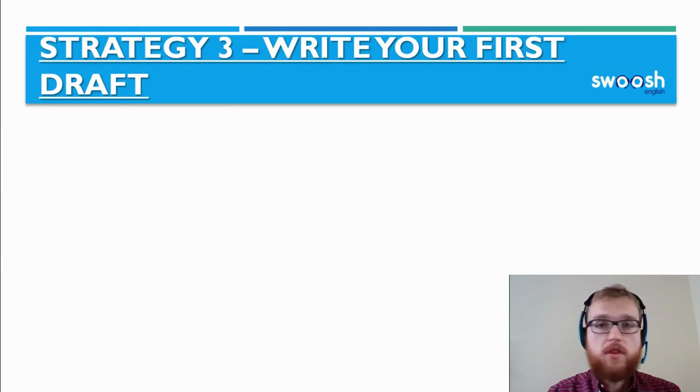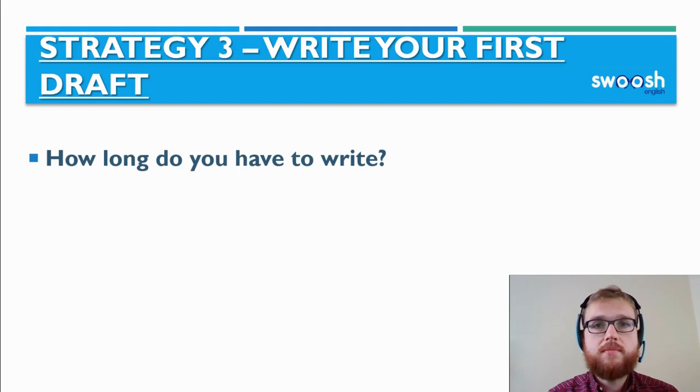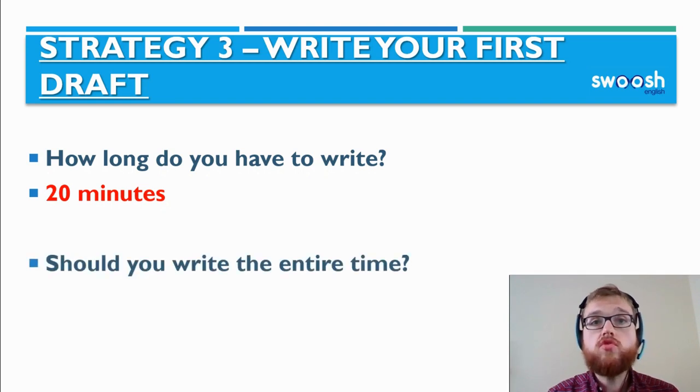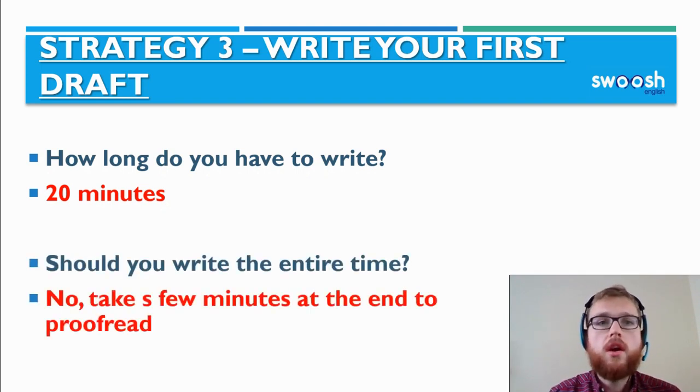You've done your brainstorming. You've got your ideas down. You're now going to move on to strategy number 3, which is writing your first draft. So how long do you have to write? Can anyone remember from earlier? Remember, you have 20 minutes to write your first draft. Keep in mind, it's only your first draft in those 20 minutes. You will hopefully have some time at the end to spruce it up with some reviewing and proofreading techniques. Should you write the entire time? As I've said, no. You need to take a few minutes at the end in order to proofread.